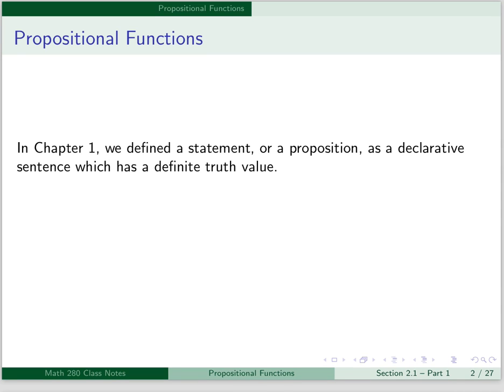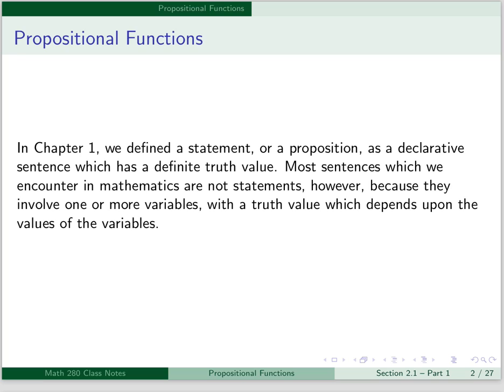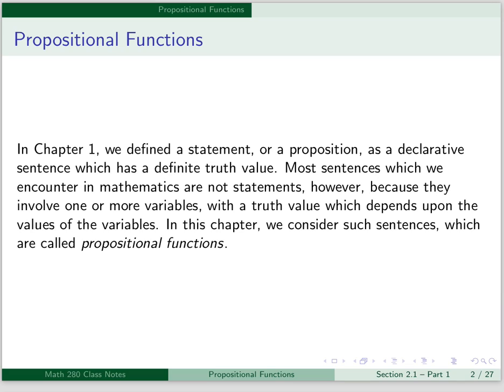In Chapter 1, we defined a statement or a proposition as a declarative sentence which has a definite truth value. Most sentences which we encounter in mathematics are not statements, however, because they involve one or more variables, with a truth value which depends upon the values of the variables. In this chapter, we consider such sentences, which are called propositional functions.